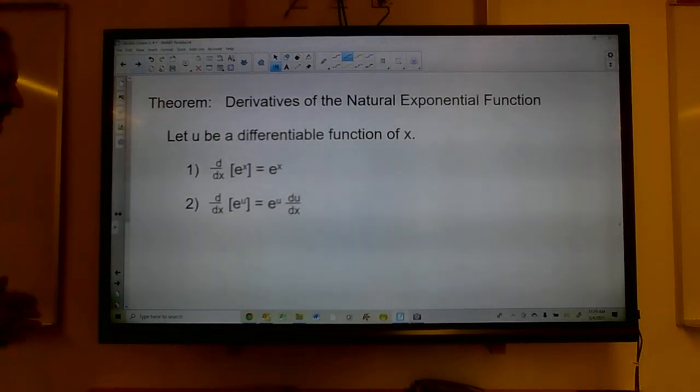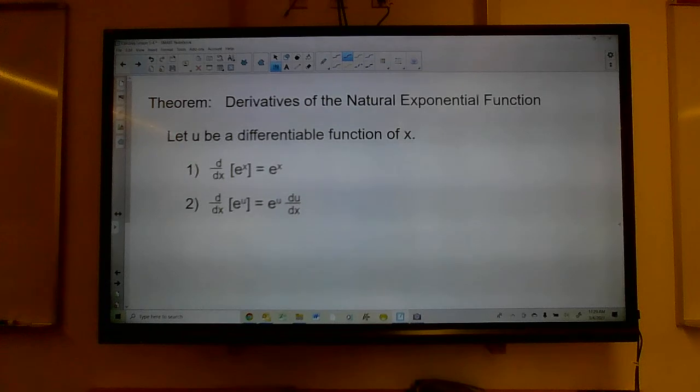All right, derivatives. Now this is one that's easy to remember. The derivative of e to the x is e to the x. It's its own derivative.